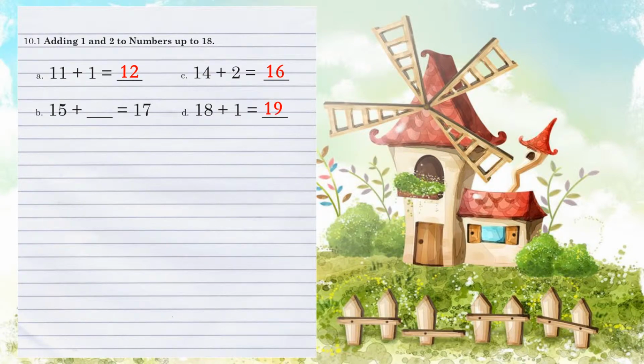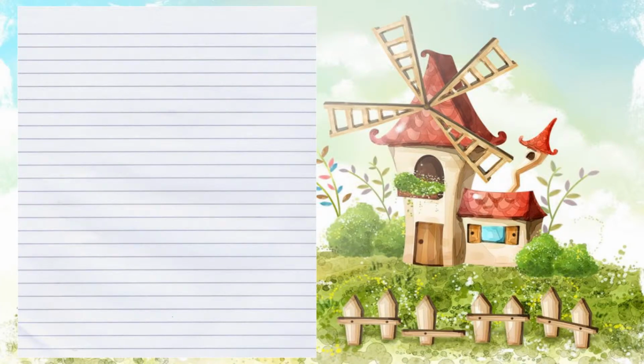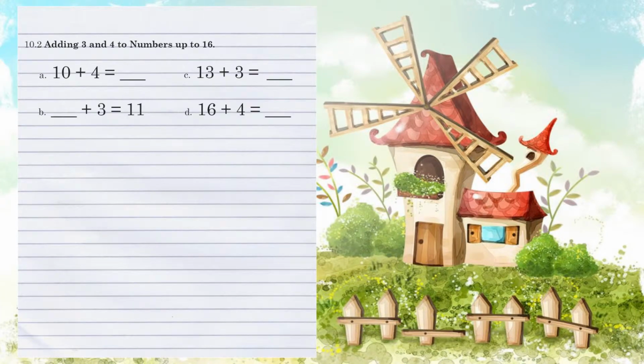Example B. 15 plus what number equals 17? Well, since our 10s are both 1s, we really just have to look at the 1's position. How would we get from 5 to 7? Well, we're adding 2.